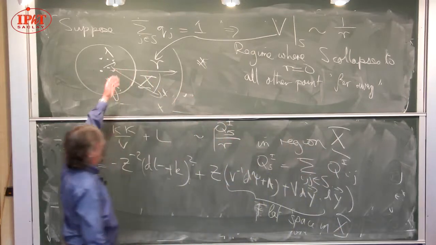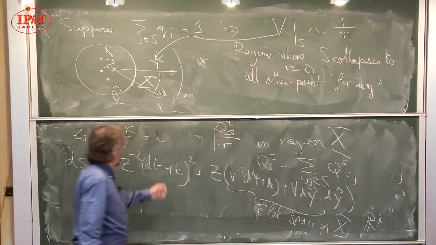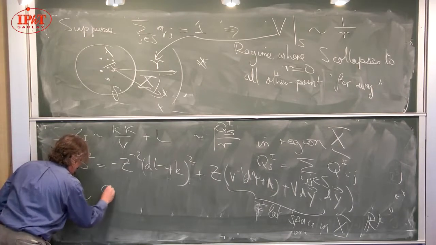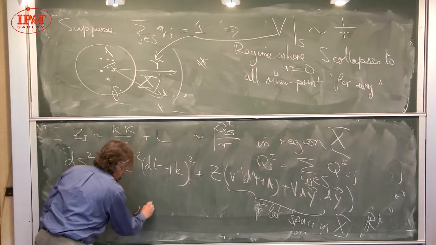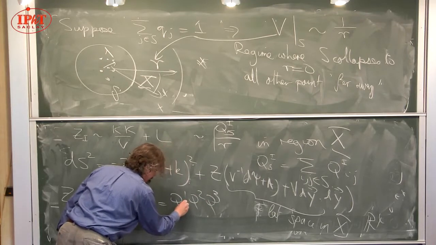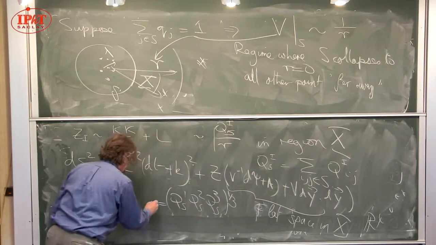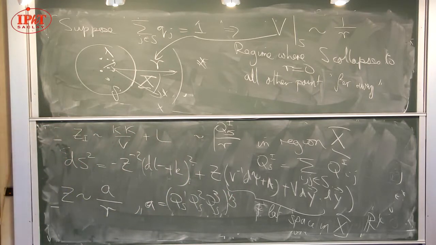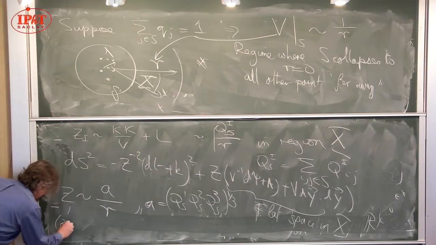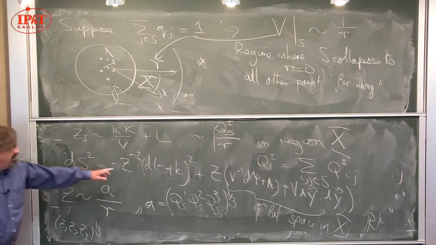Because v goes like 1 over r, that's Euclidean R4. But you look at what z is doing. Z is going like, I'll call it a over r, where a is the geometric mean of Q1, Q2, Q3, over, let's see, how does it go? It's Q1, Q2, Q3 to the one third, and it goes like a over r, because each of the Zs is going like this. Z, remember, is the geometric mean of the three Zs. So therefore, this z factor is going like this.